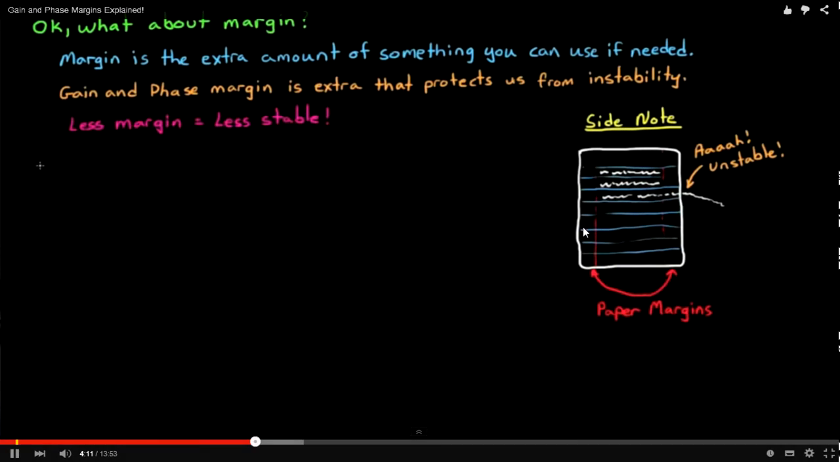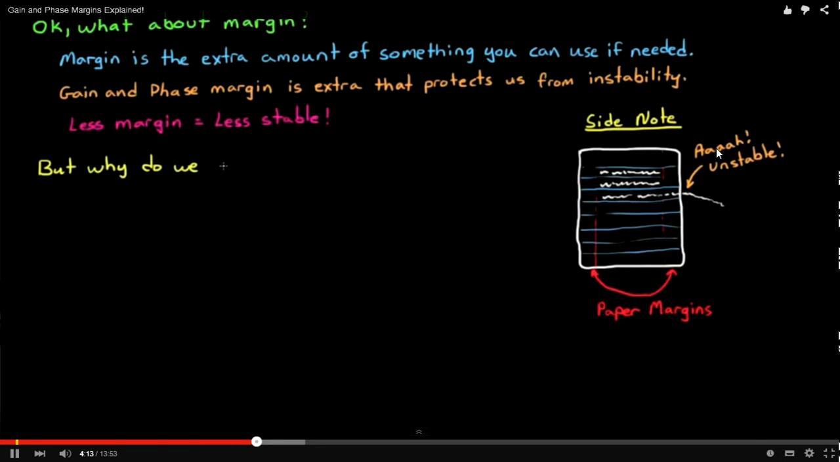So this is just saying that the silhouette of the paper is actually the limit. If you were to cross this limit, you're actually unstable. So the distance from your writing to the limit is the margin. It describes how much margin is left before you become unstable. So definitely this margin analogy is being applied for the gain and phase margin.